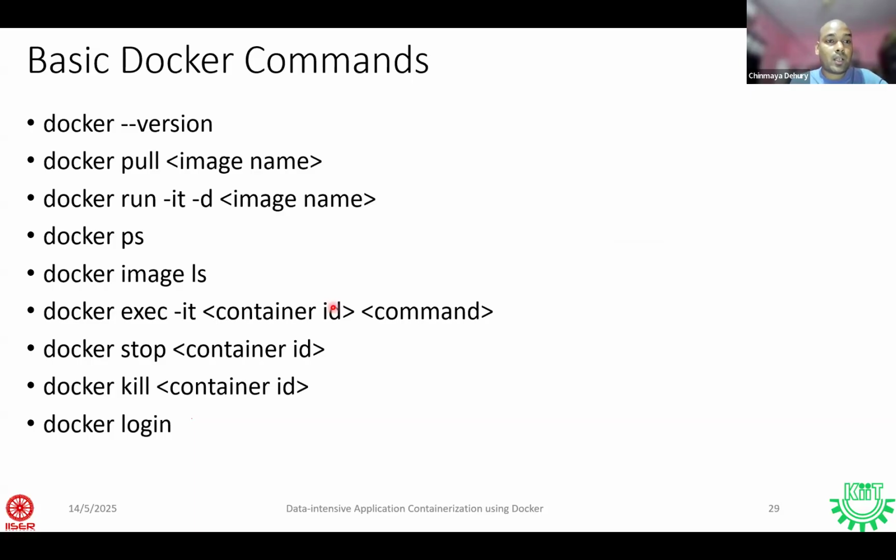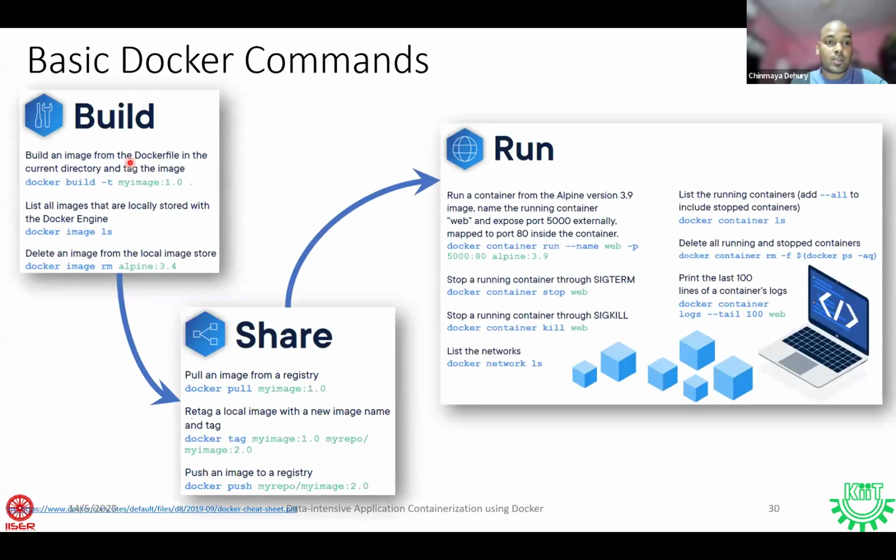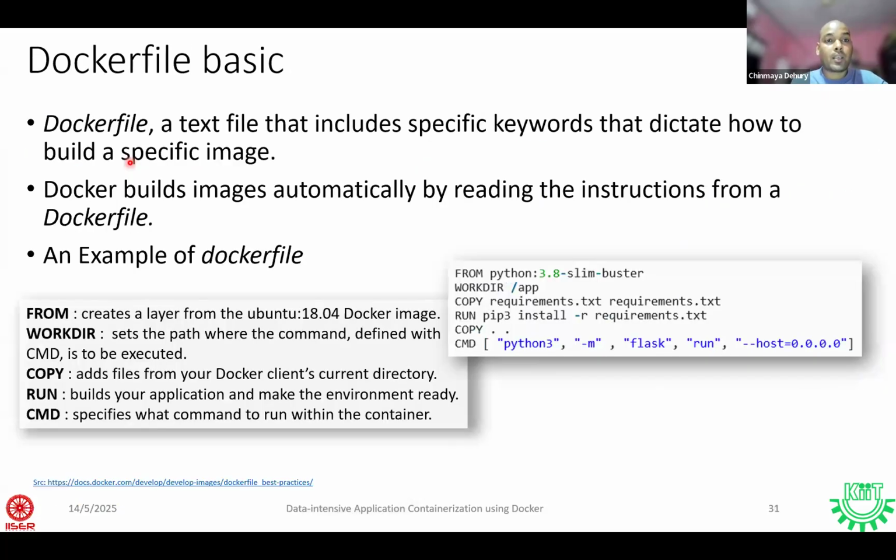Now, some of the basic commands. For example, once you install Docker, docker version shows you the version of Docker. You pull the image. This is something we'll discuss at demo time. And how should the Dockerfile look? A Dockerfile is simply a text file where you give the set of instructions on how to build the Docker image.